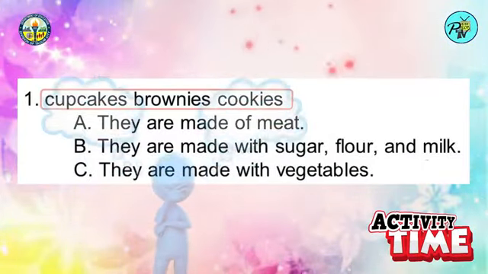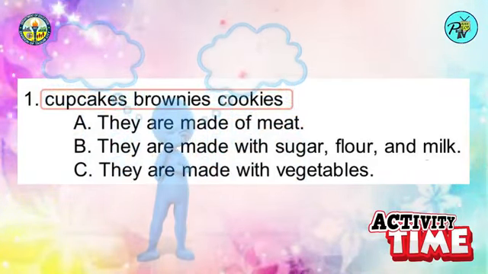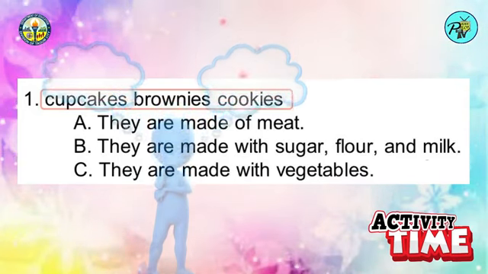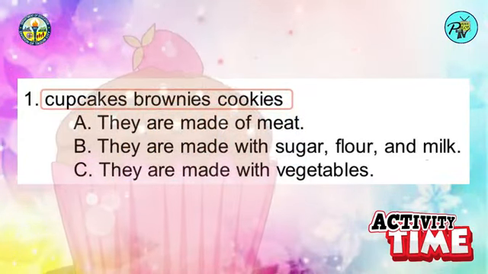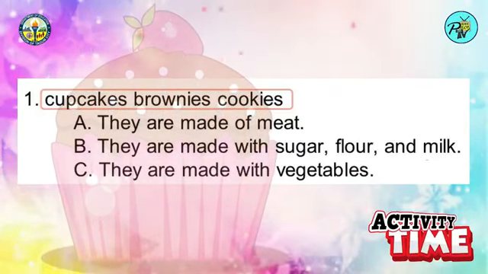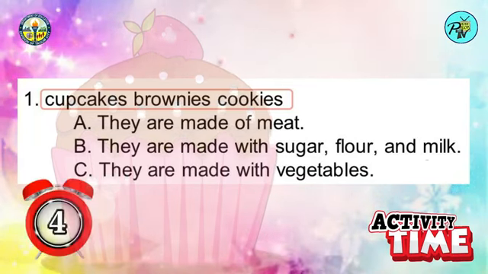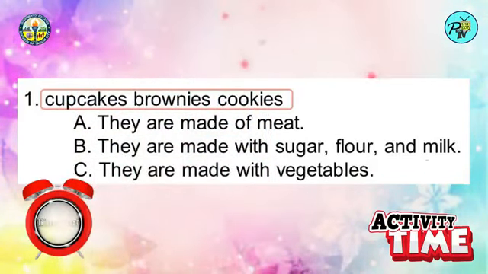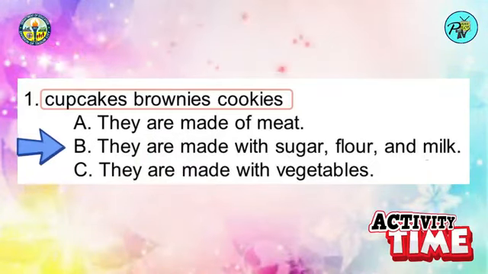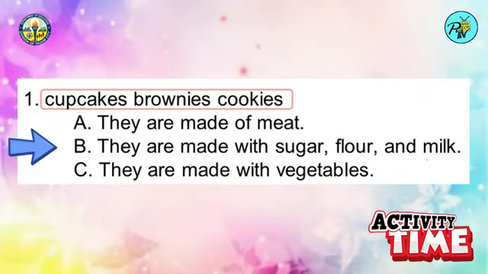Let's start. Number one, cupcakes, brownies, cookies. A. They are made of meat. B. They are made with sugar, flour, and milk. C. They are made with vegetables. What is your answer? The correct answer is letter B. They are made with sugar, flour, and milk.